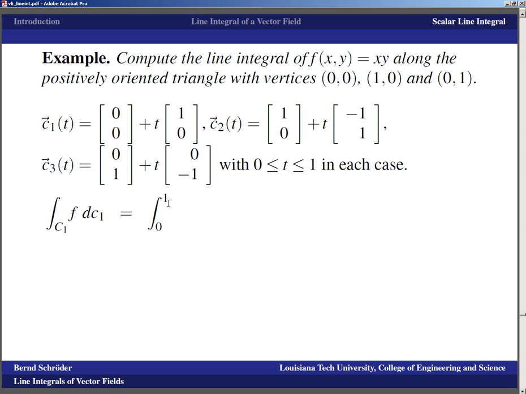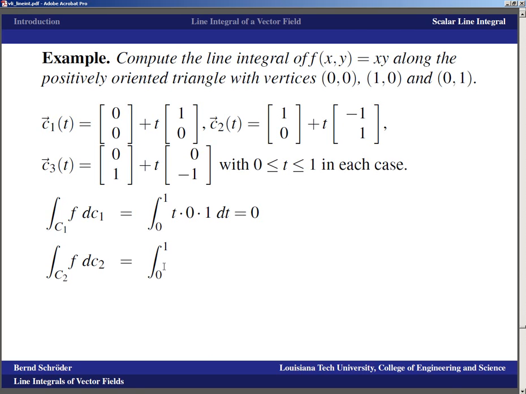That would be the integral from 0 to 1 of x, which would be t here, times y, which would be 0 for this one, times the length of the direction vector, which is 1 in this case, dt, and of course that length at the end doesn't really matter anymore because anything times 0 is 0, so this integral is 0.